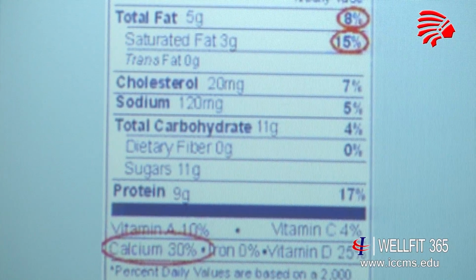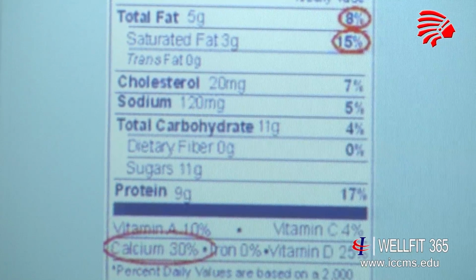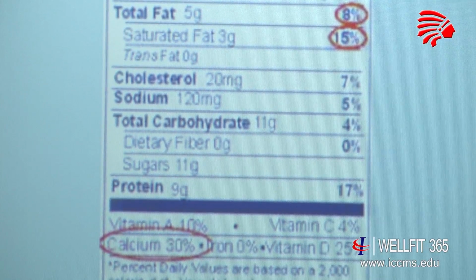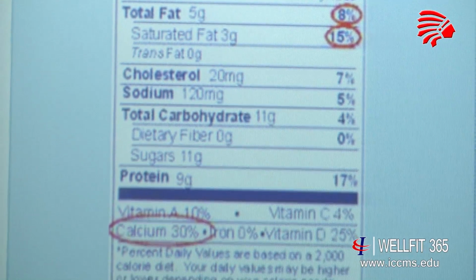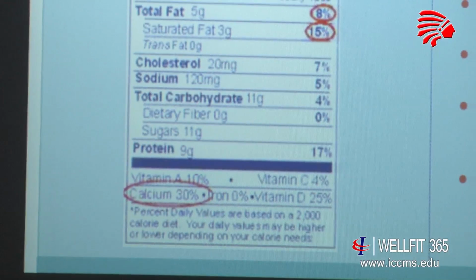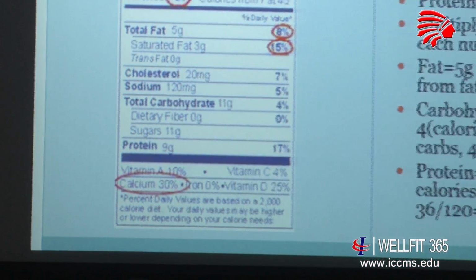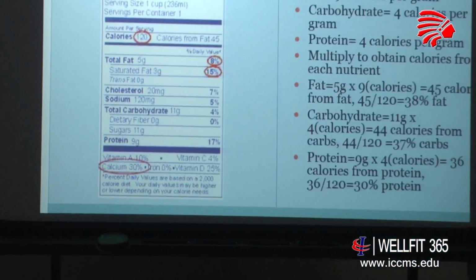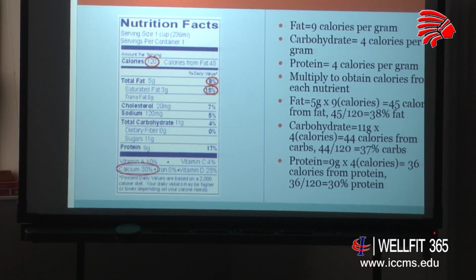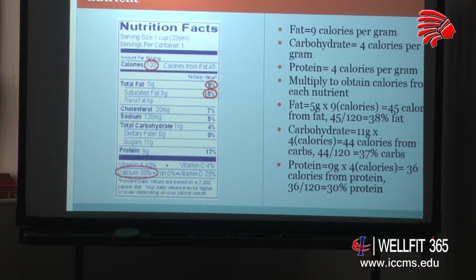And then the protein in the same way, times 4. There's 9 grams of protein. Say times 4 would give you 36, and 36 divided by 120 gives you 30% protein. So basically, it's kind of averaged out. You've got about the same amount of fat, carbs, and protein, a little less protein.